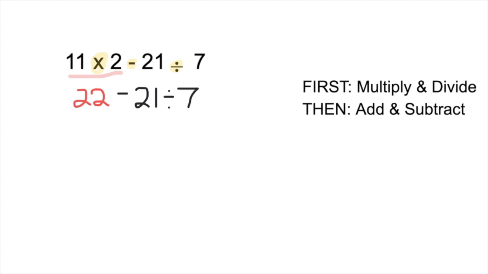So now we look at what we have. We have subtraction and division comes first. So we will divide first. 21 divided by 7 is 3. And we will bring down our 22 and our subtraction sign. So the last step will just be 22 minus 3, which gives us 19.